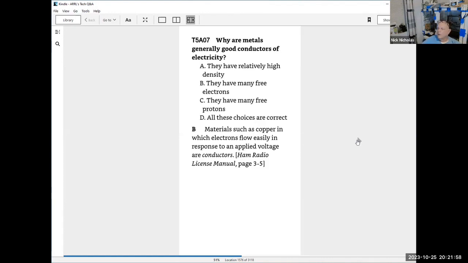Why are metals generally good conductors of electricity? Well, the answer here is they have many free electrons. Actually, they have many free electrons in the outer shell, but many free electrons is good enough. And it's the whole idea. That's why a conductor can conduct. It has electrons that are free to move. So conductors like copper and gold are the best of conductors. Silver is a good conductor. Aluminum's a pretty good conductor, but all metals are conductors.